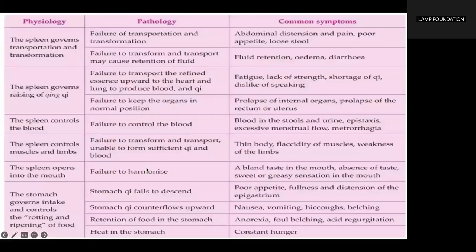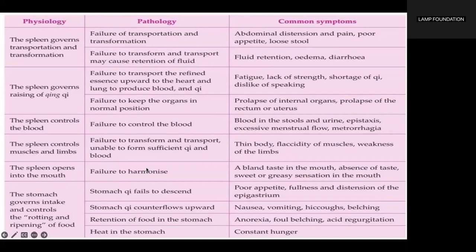The impairment of transportation and transformation of the spleen may lead to retention of water, which may be condensed into water damp. The spleen qi should ascend. If it fails to ascend, it will sink, leading to diarrhea and prolapse of organs. The common symptoms for spleen dysfunction are abdominal distension, bloating or pain, poor appetite, loose stool, edema, feeling of body heaviness, prolapse of organs, lassitude, bleeding, etc.